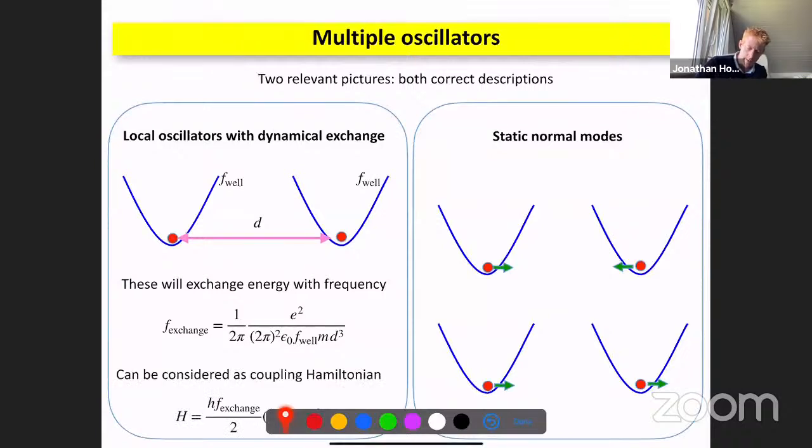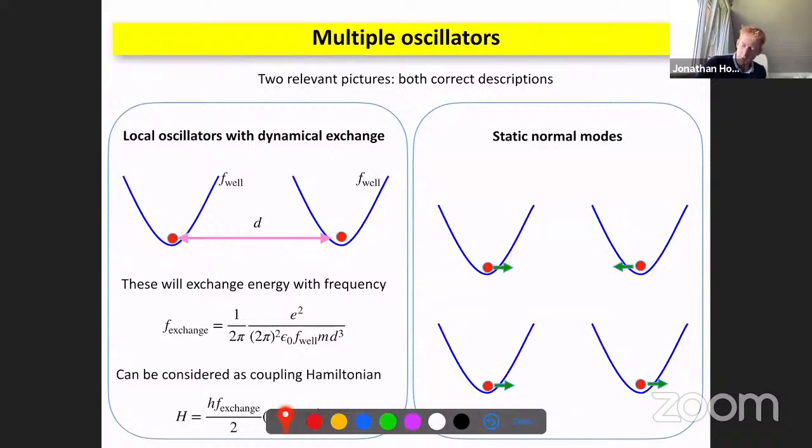So we can consider that as a Hamiltonian that couples these local potentials, right? And indeed, here the multiplier is this exchange frequency, and it creates and annihilates the quanta in the two different wells. They trade off against each other in an energy-preserving way. So how can we view this dynamic picture in terms of the normal modes?